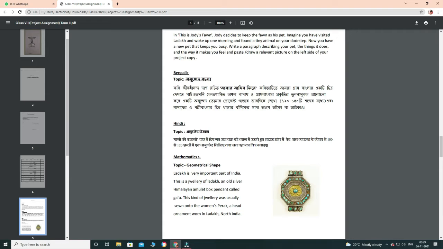So you have to write the water cycle on the right side of your project copy and you have to affix the same picture on the left side of your project.